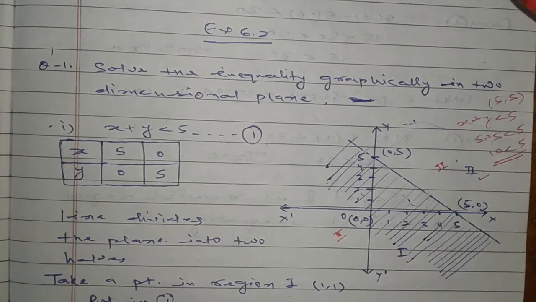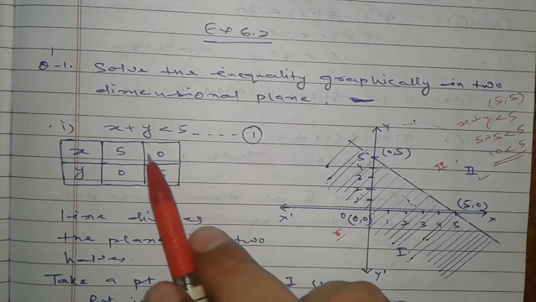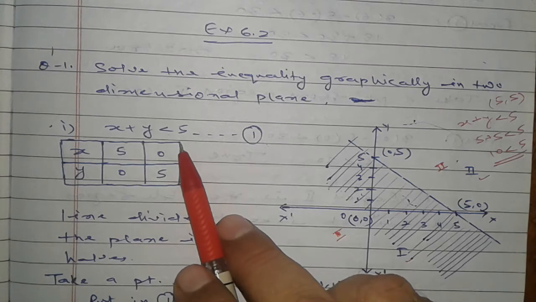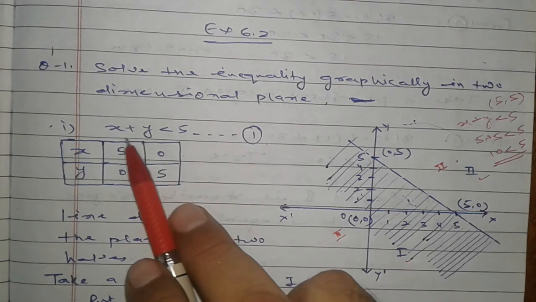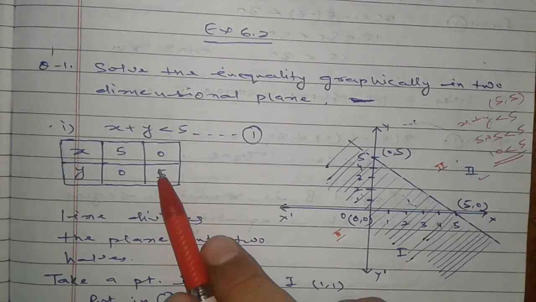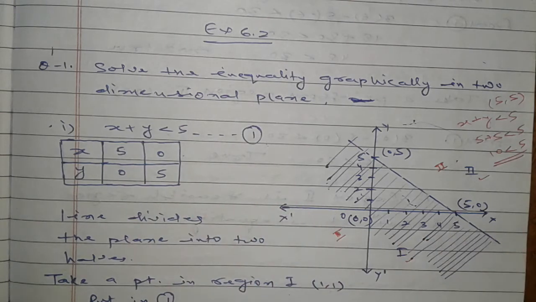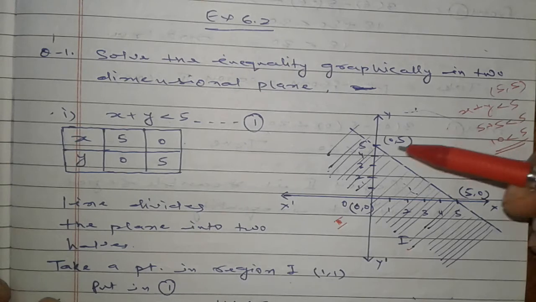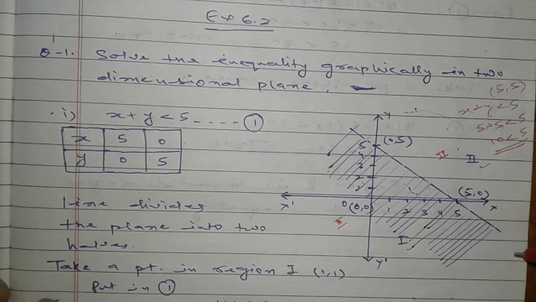Solve the inequality graphically in two-dimensional plane. Inequality is x plus y is less than 5. The first step is the same as what you did in 9th-10th, take points. If x is 0, y will be 5. If y is 0, then x will be 5. So we are having 2 points, (0, 5) and (5, 0). Up to here is the 10th class work, draw the line.